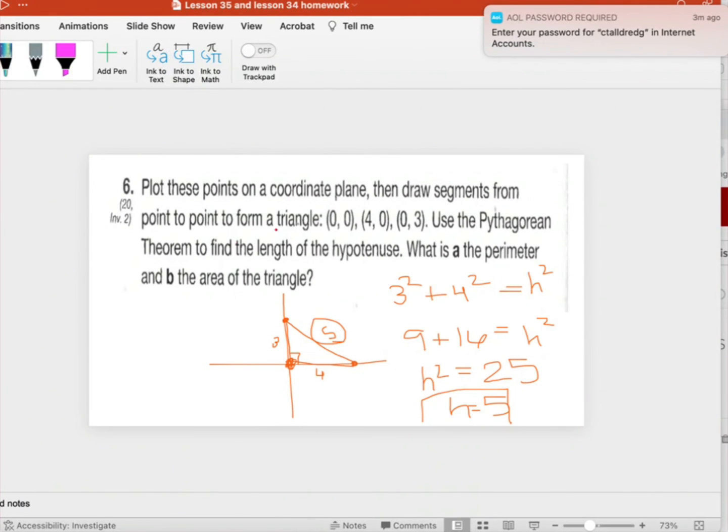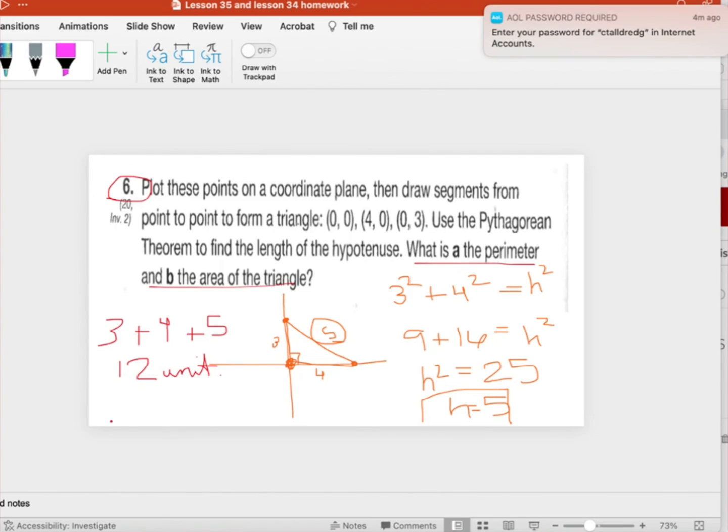Oh, before I go away, I forgot to finish number 6. I went back and everything is right, but we forgot to answer the questions. So it says, what is the perimeter? Well, perimeter is just adding the 3 and the 4 and the 5 together. 3 plus 4 is 7, plus 5 is 12. So 12 units, we'll just say units because we don't know what its measure is.